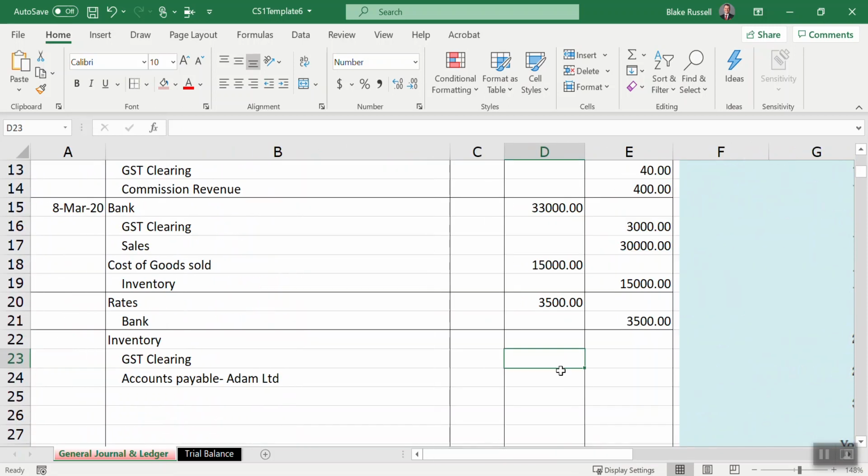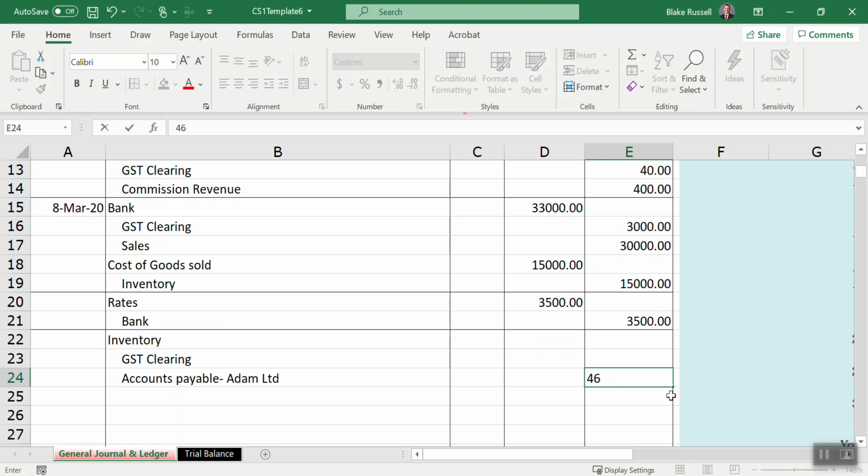46,200. Here we go. So the GST is going to be, we're buying goods, it's going to be debit in this case. Our inventory is going to be debit because it's increasing. Accounts payable is going to be credit. So 46,000, hang on.